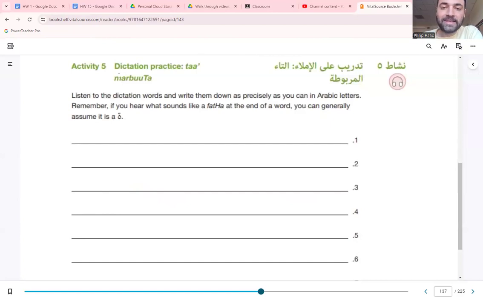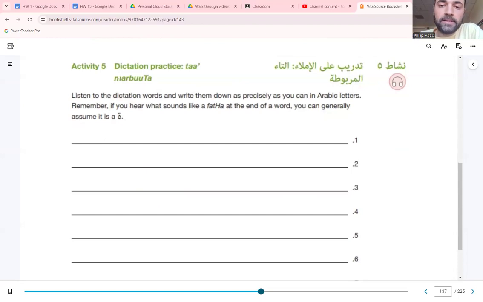The third word is kalima. Kalima. The fourth word is wizara. Wizara. The fifth word is mushkila. Mushkila. The sixth word is alaqa. Alaqa.